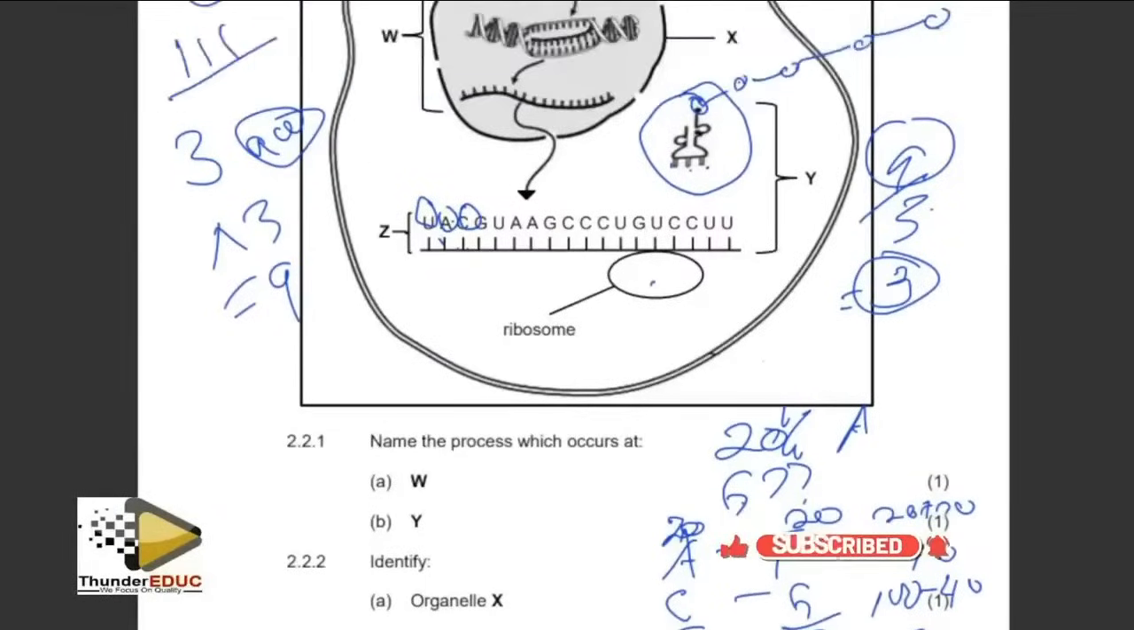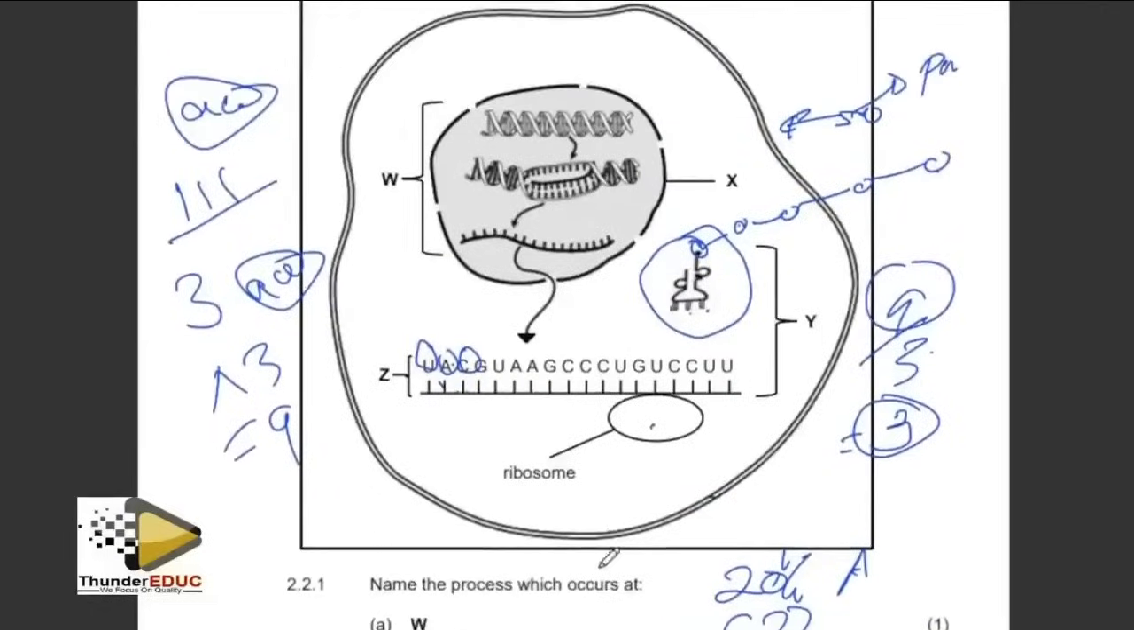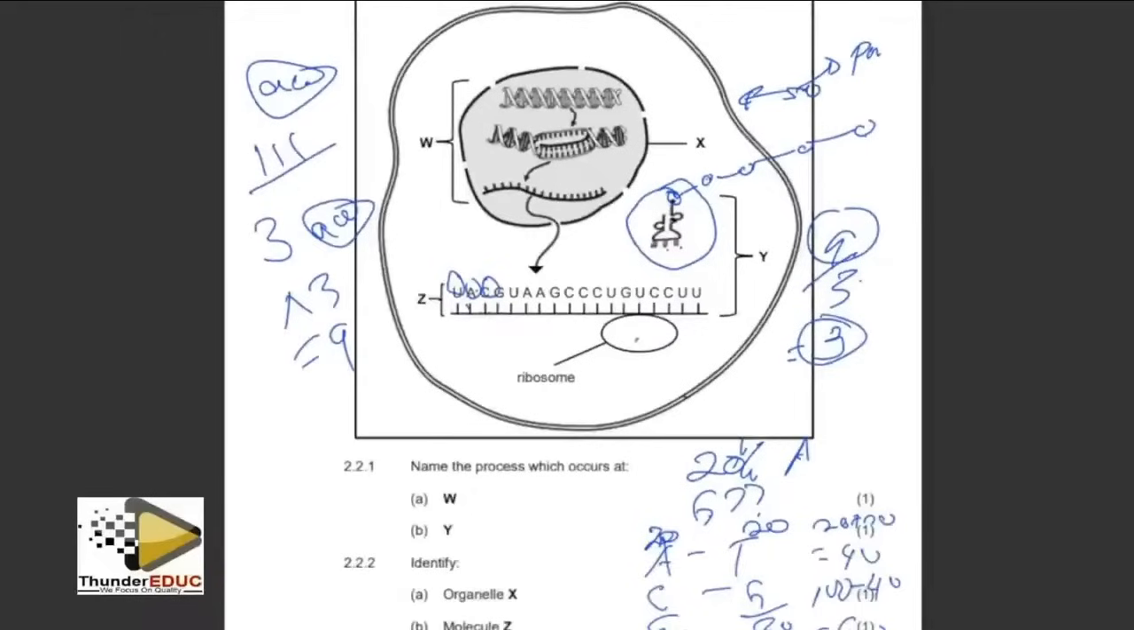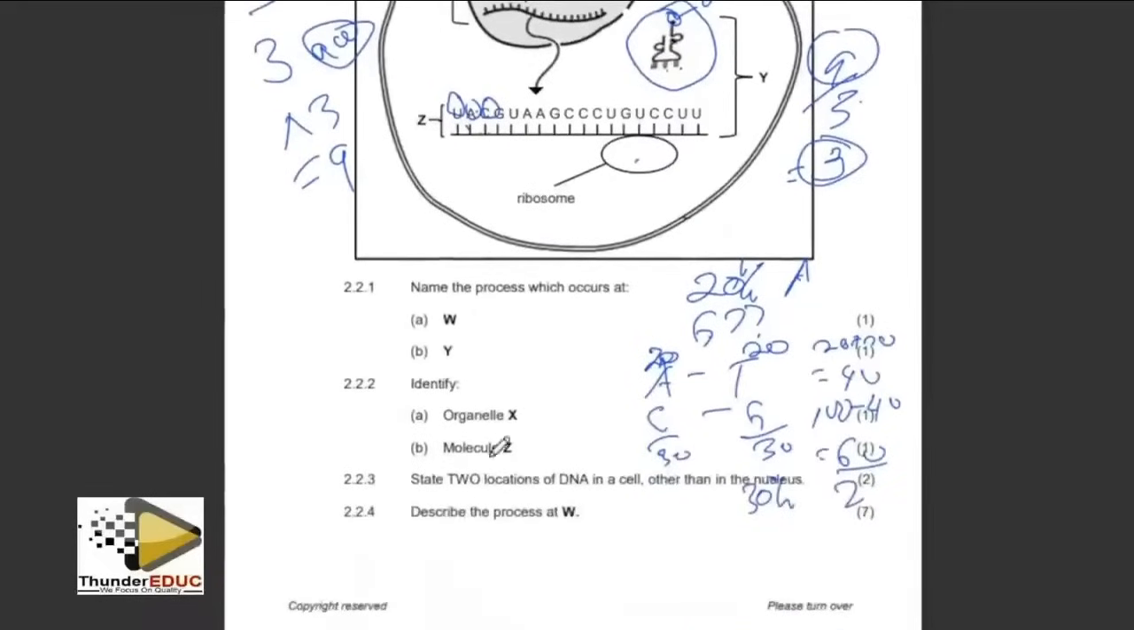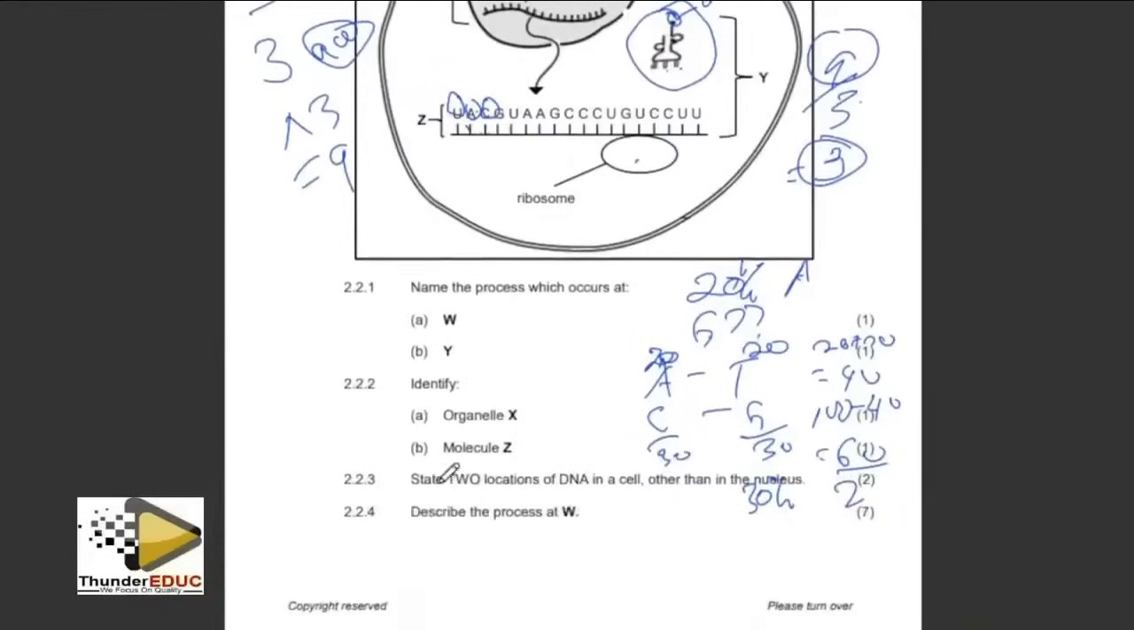I'm using these as examples. Which organelle is X? We have seen organelle X is the nucleus. And which molecule is Z? Z is messenger RNA. Don't just say RNA, it's messenger RNA.